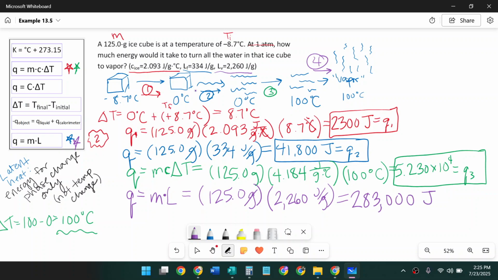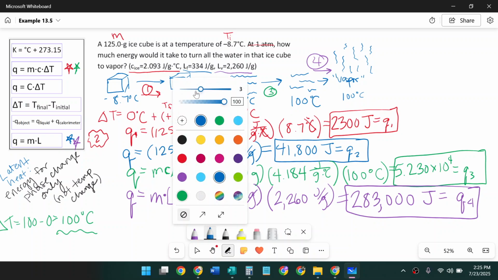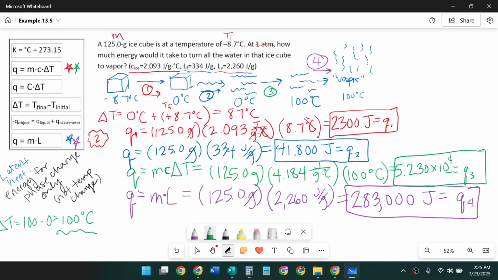I just realized I didn't put a J in my green one there for step 4. See if I can squeeze one in. J. There we go. Okay, you have to have units. All right, so now we have the energy that it took to go through the temperature change, the phase change, another temperature change, and then a final phase change. To get the energy that it needs to go from water at that temperature all the way up to water vapor, we need to add all those energies together.